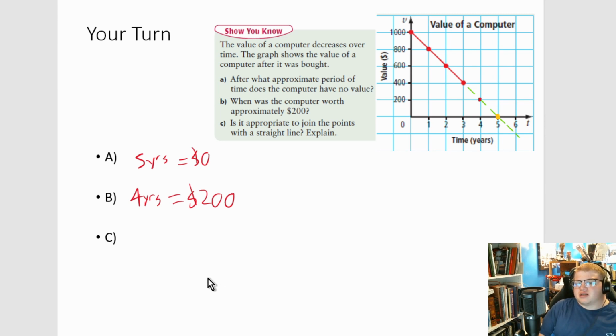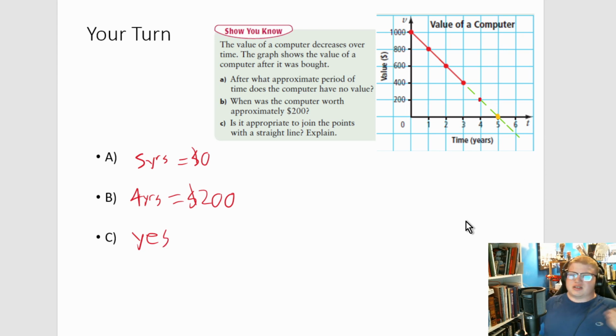And lastly, is it appropriate to join the points with a line? What you've got to ask is, for both of these values, are there subunits? Can you go between these points? If it had something at the bottom where you couldn't have half of that item, that's when it's not appropriate to connect the dots. But in this case, because it's time, you can have smaller units of time, so it is appropriate. So C would be yes.